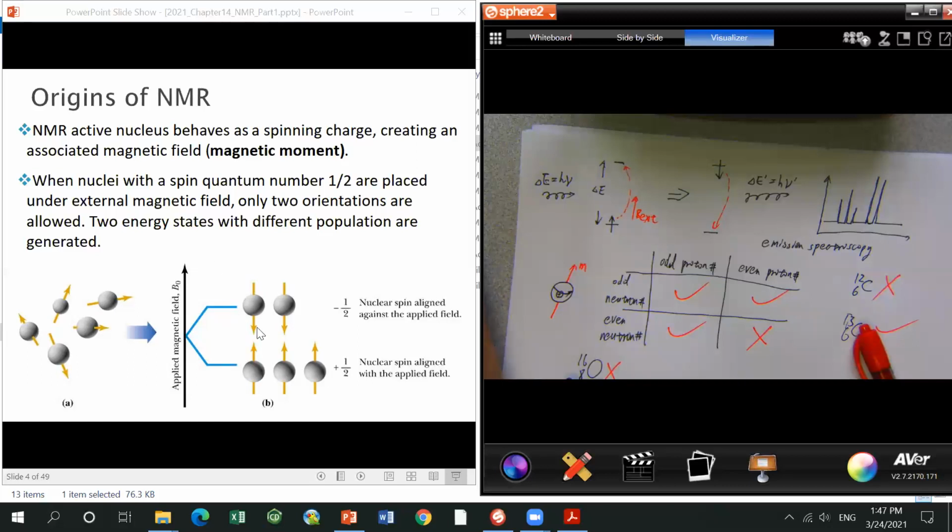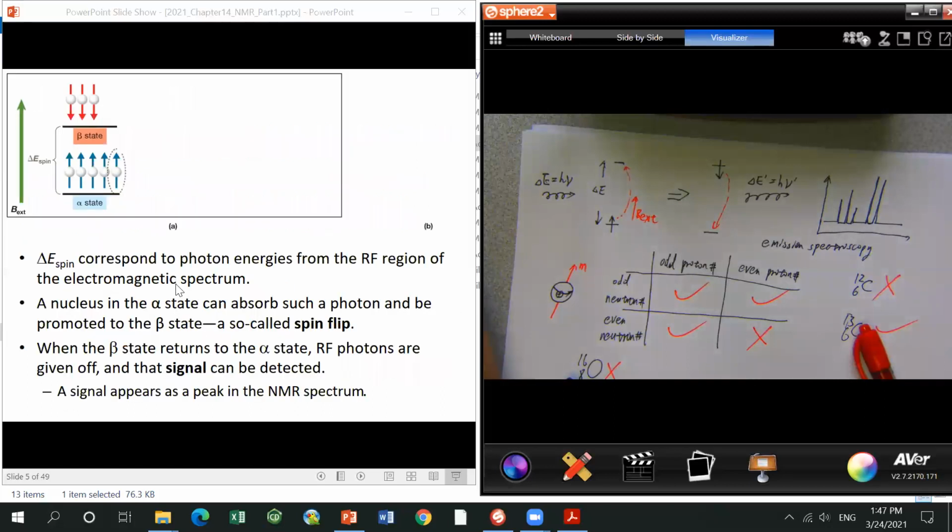You can see the opposite one has higher energy than the same direction, so this one is called the excited state. We also call the ground state the alpha state, and the excited state the beta state. That's the energy gap between these two, delta E. Because the excited state has higher energy, it has less population, so more nuclei stay in the ground state.